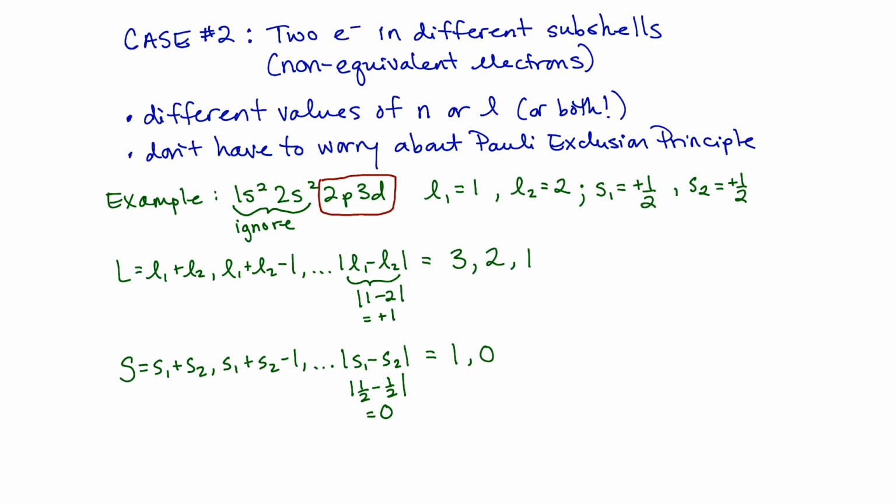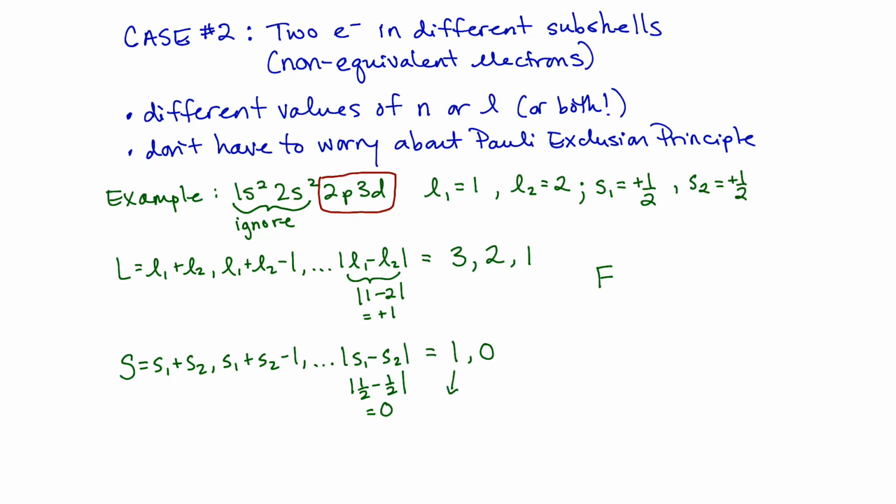For our L's, we want to get the letter designation for each one. For L equals 3, that's going to be an F. Then we're going to have 2 different multiplicities to go along with that, based on our 2 different S values. S equals 1, with 2S plus 1, gives us a triplet, and S equals 0 gives us a singlet. Remember, 3 is a triplet and 1 we call a singlet. So each L has a triplet and a singlet option, and we'll have a singlet F and a triplet F.